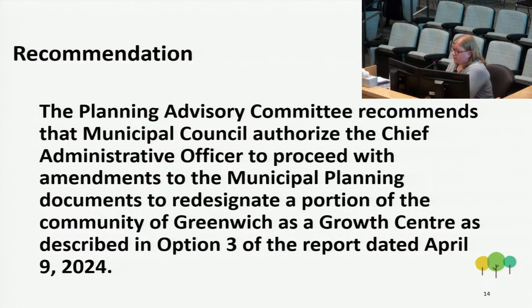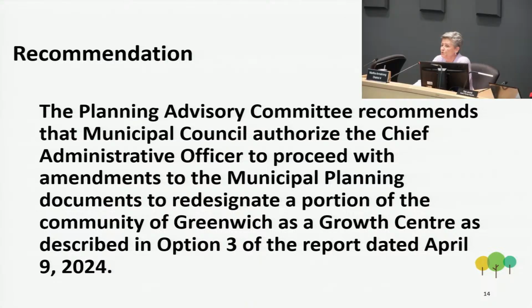And I'll read the recommendation into the record, and it says that the Planning Advisory Committee recommends that Municipal Council authorize the Chief Administrative Officer to proceed with amendments to the municipal planning documents to redesignate a portion of the community of Greenwich as a growth center, as described in option 3 of the report dated April 9th, 2024. And I'll pass it back to the chair.